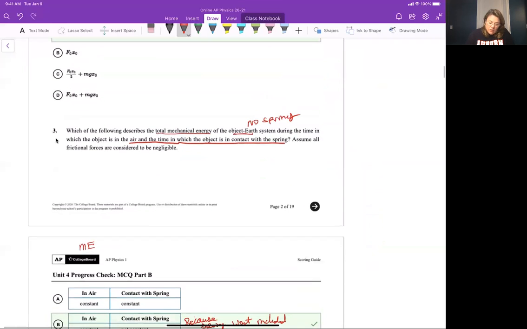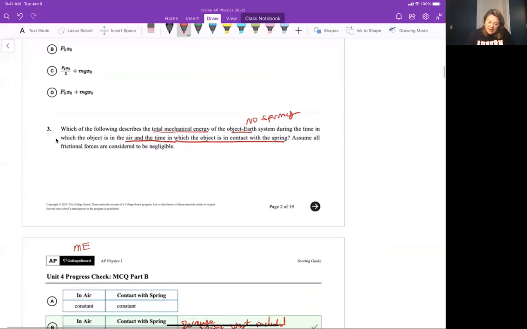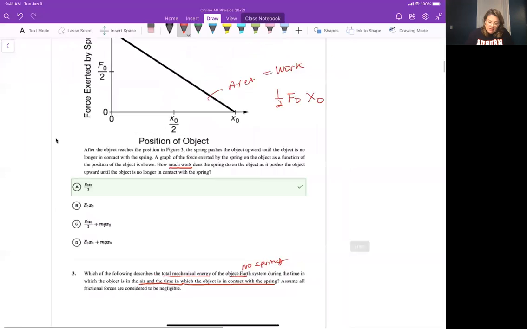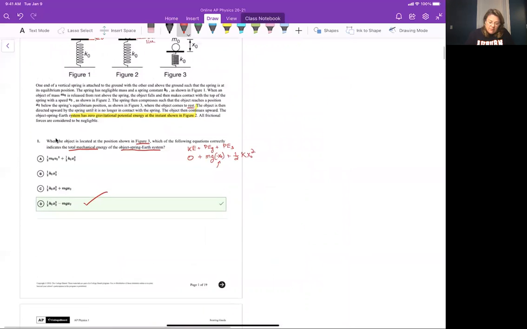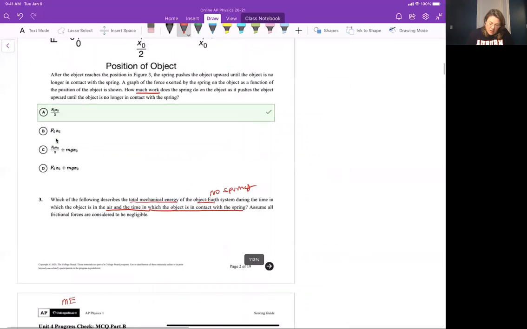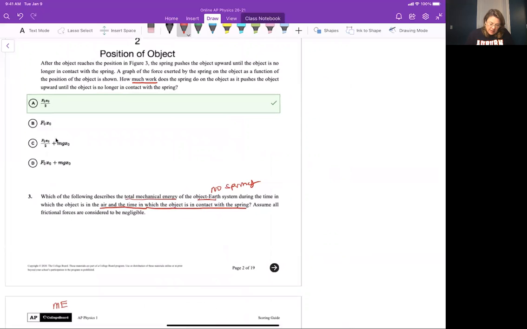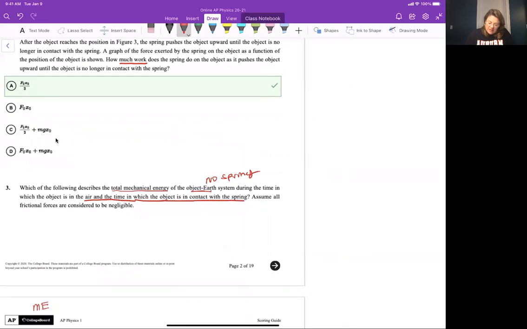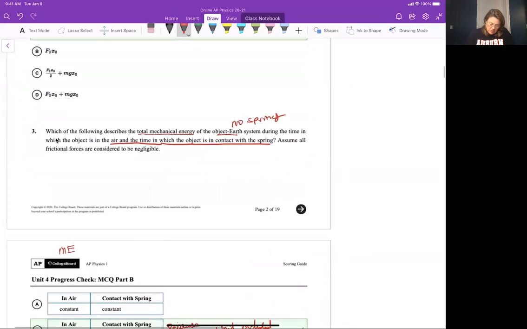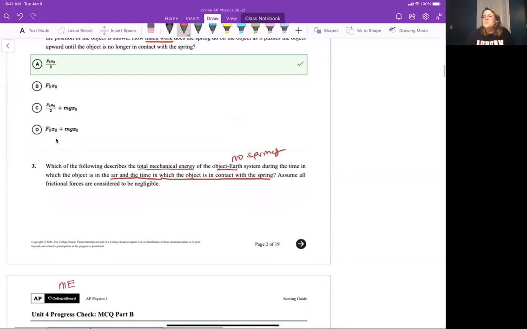Number 3, which of the following describes the total mechanical energy of an object-Earth system, no spring, during the time in which the object is in the air? So this is all related to that first problem. They had 3 questions related to that problem. No spring, during the time in which it was in the air and when it was in contact with the spring. So the spring is not a part of the system, so it's doing external work. It has an external force. So when it's in air, there's no spring anyway.